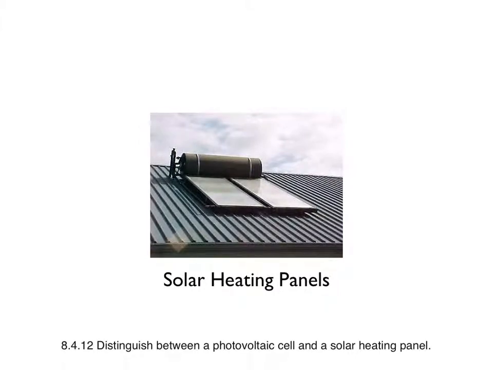In this picture we see solar heating panels. Solar heating panels use sunlight to heat water, and water circulates through pipes, and this can be used to provide hot water or heating for a house.